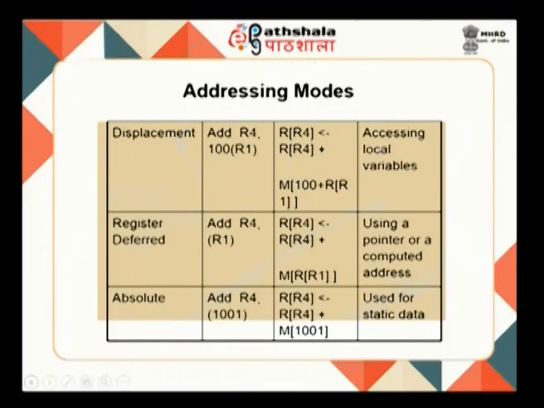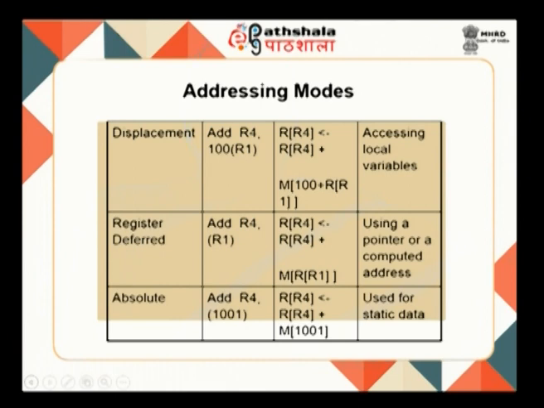You can also look at the register deferred addressing mode, where the address of the memory location is specified in a register, and that is indicated by a register given within brackets. Say for example, when I say add R4, (R1), R1 does not contain the data here; R1 contains the address of the data. This is normally used when using a pointer or a computed address.